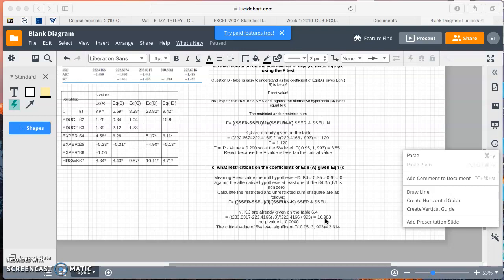And that means the critical value at the 5% level of significance is 2.614. Therefore, if the F value is greater than the critical value, we reject the null hypothesis, and we conclude that at least one coefficient is non-zero.